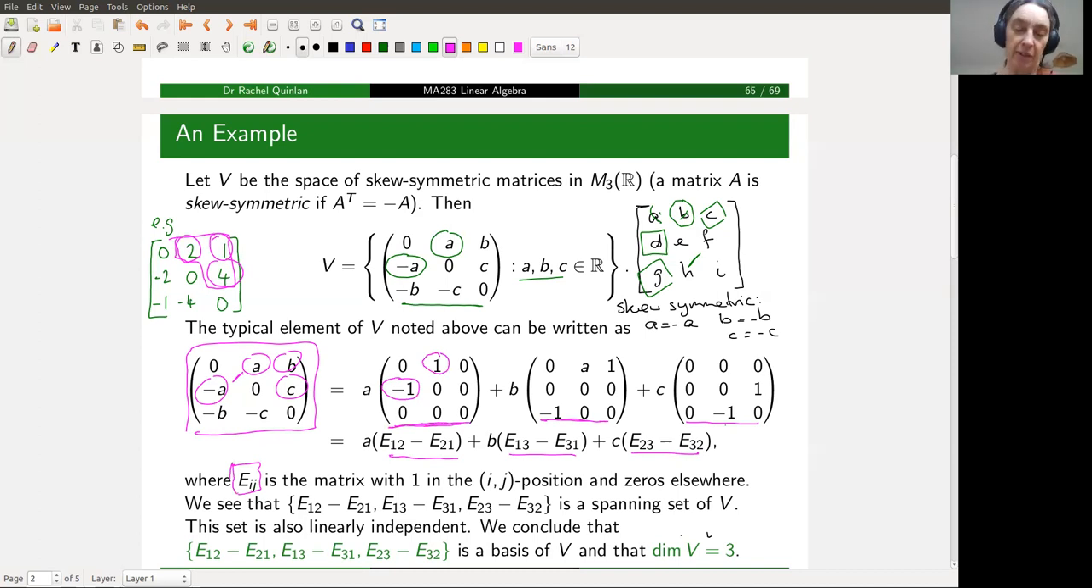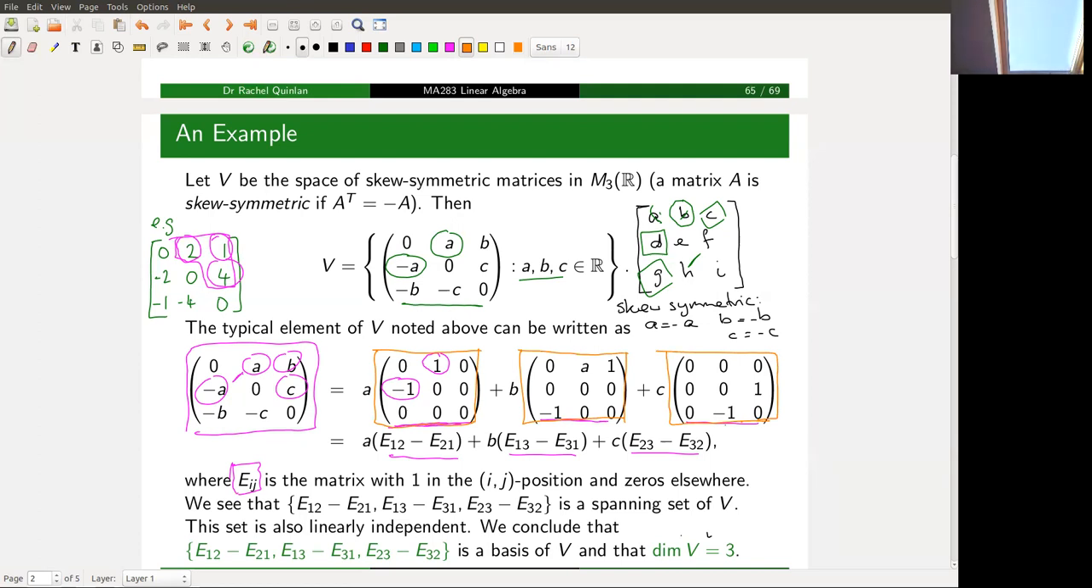And we're seeing that the set of those 3 matrices is a spanning set of our space of skew symmetrics. And we can also observe that it's linearly independent. If you're in any doubt about that, or if you're wondering how you would go about showing that these 3 matrices are linearly independent, we need to show that the only way a linear combination of the 3 of them can be the 0 matrix is if all 3 have coefficient 0.